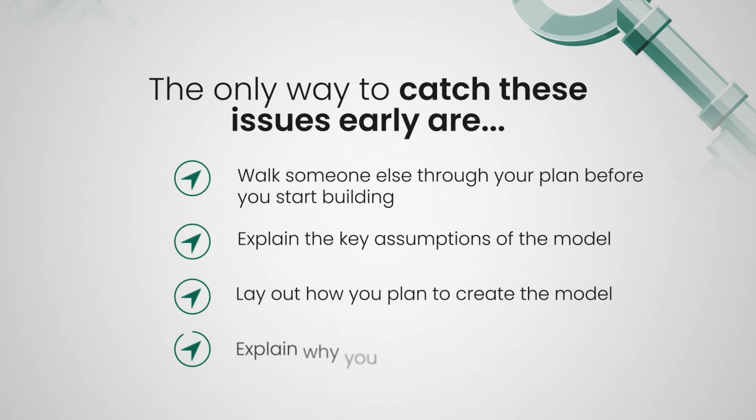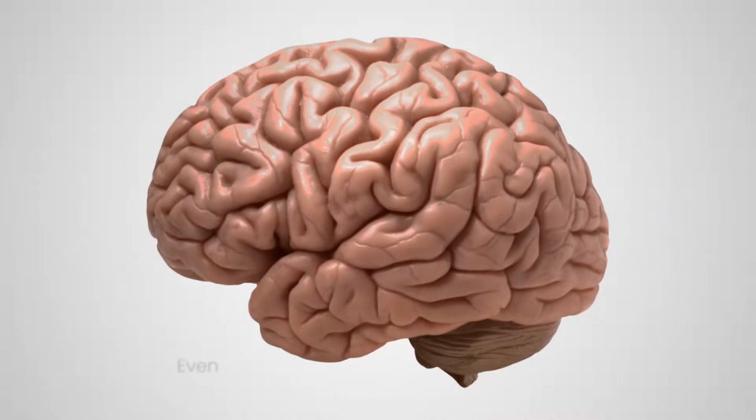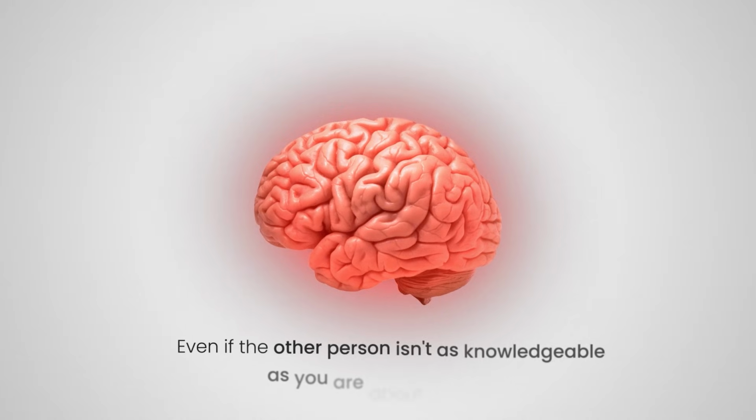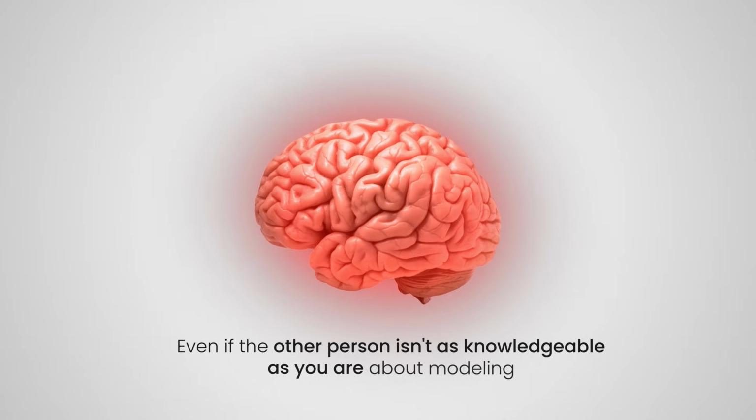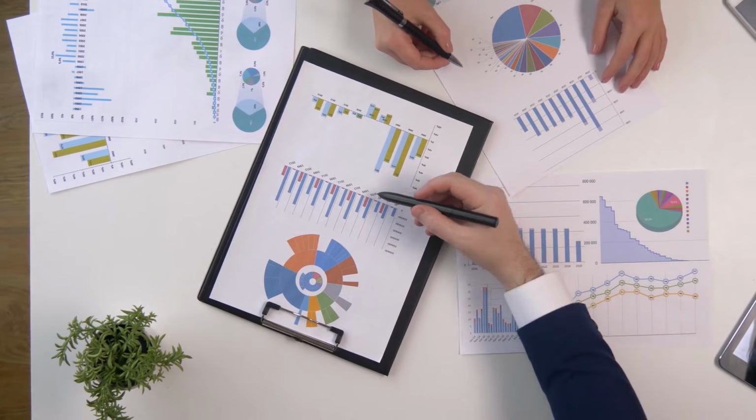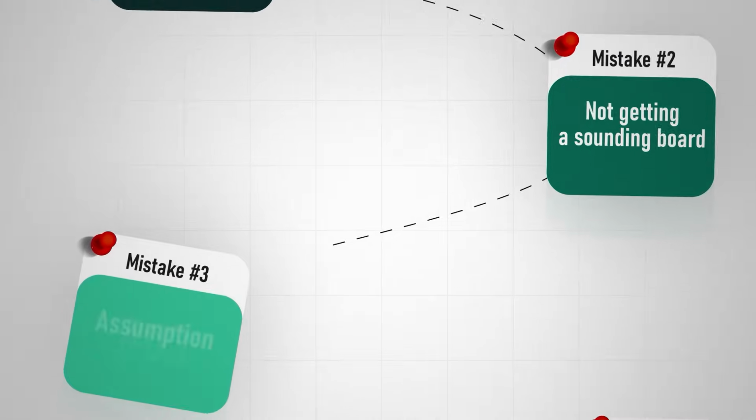That's crucial. Most importantly, explain why you chose each path, because that's typically where you'll start to see that you haven't thought every aspect through enough. And the best part is, you'll realize this even if the other person isn't as knowledgeable as you are about modeling. Just getting a second set of eyes on your logic can often save you from going down the wrong path. Mistake number 3, assumption stacking.